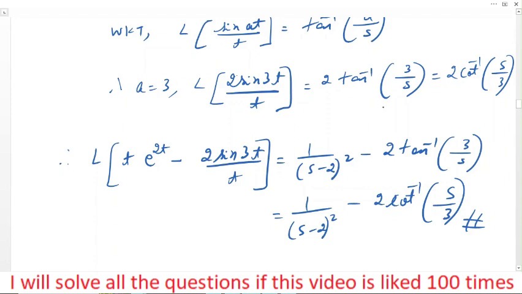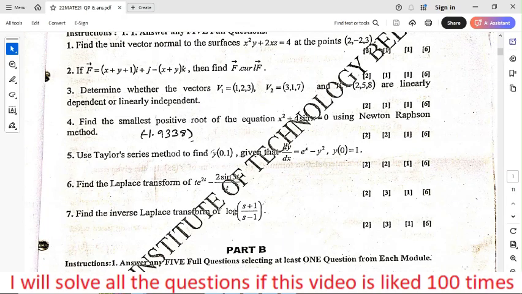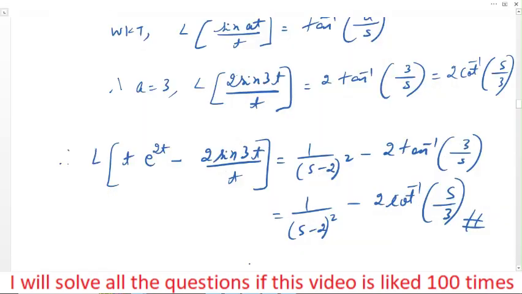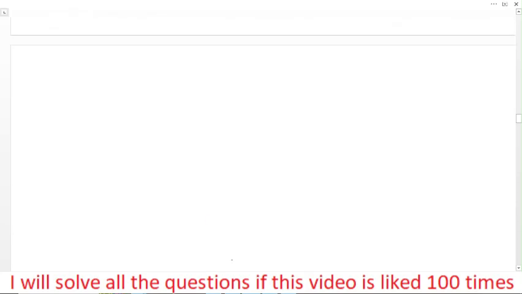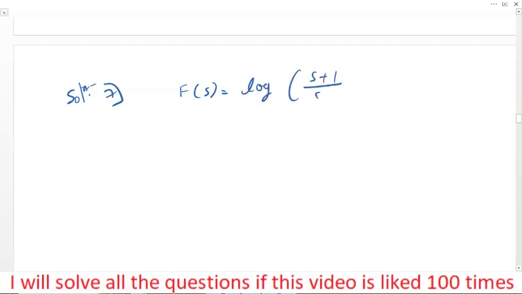So the last question here we have, let's finish it very quickly. Look here, students. They have given an inverse Laplace transformation. Let us start with the seventh question. Let's simplify the seventh question here quickly. Solve the seventh example. Inverse Laplace they have told us to calculate. Let us take the function f of s is equal to log of (s plus 1) divided by (s minus 1). They have told you to calculate the inverse Laplace transform.